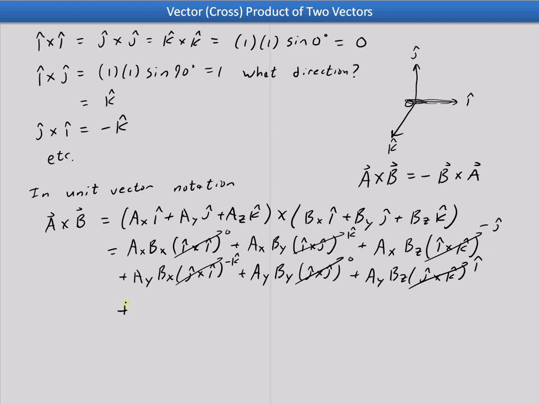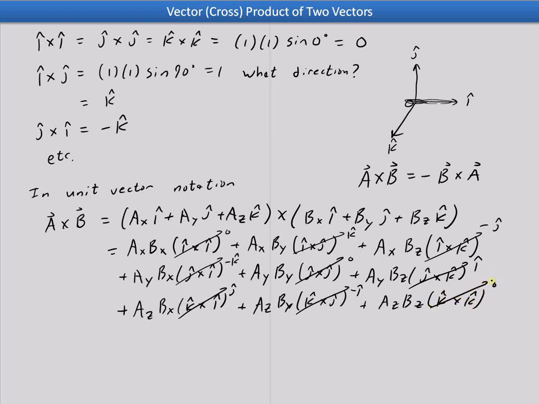Okay, and maybe we're starting to see a pattern now. You might guess that if we go along the diagonal here, we're going to get all zeros, and the other stuff isn't going to be 0. And that's right. So to finish this off, AZ and BX, K hat cross I hat is J hat, AZ times BY, K hat crossed with J hat is minus I hat, and then finally something that's going to be 0, with K hat crossed with K hat, giving us 0.